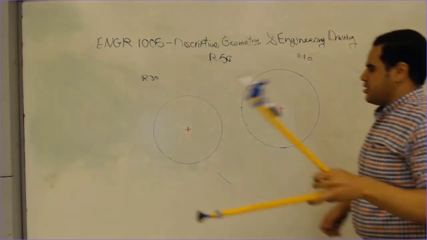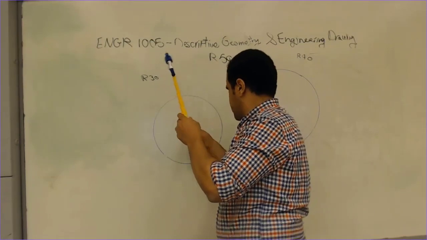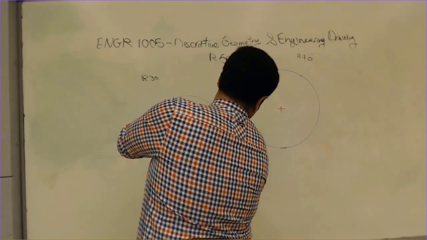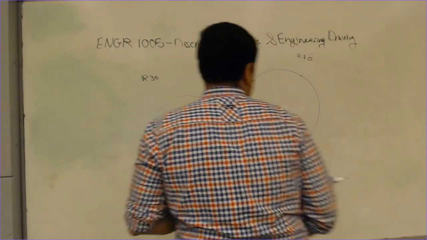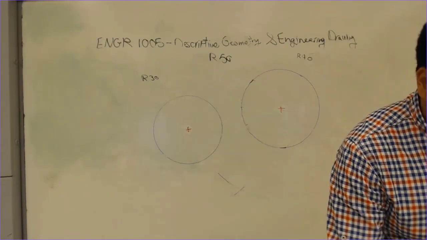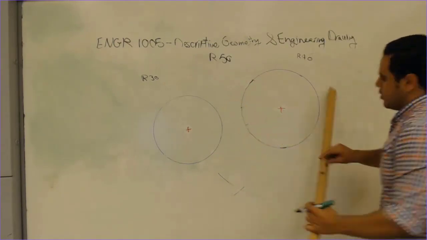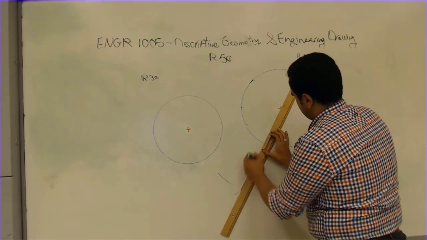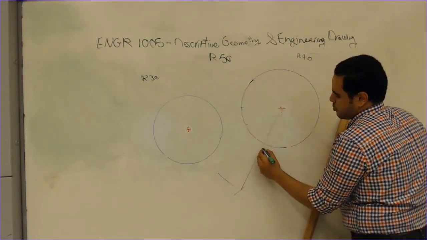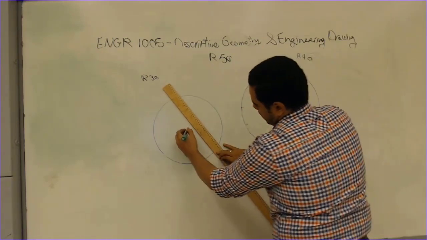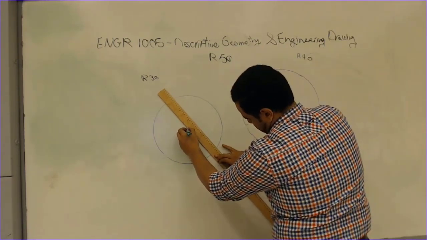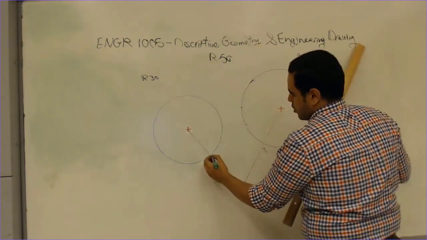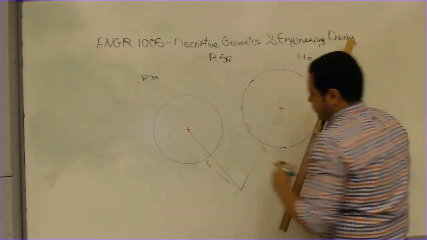So this is 80. I'm going to intersect with my previous arc. And then I'm going to connect the new centers to the old centers, like this. So this is my first point of tangency, and then this one is my second point of tangency.